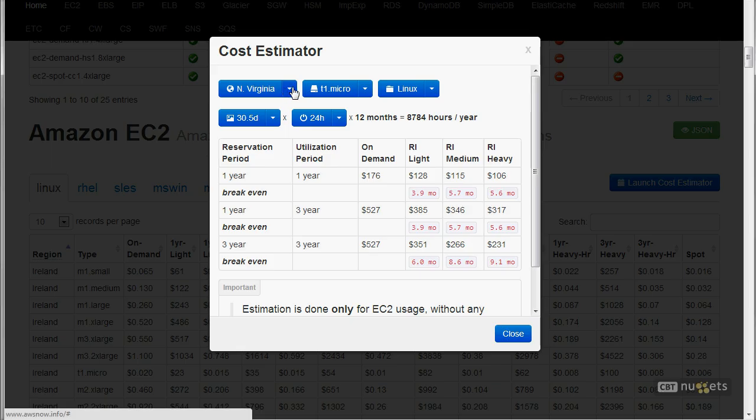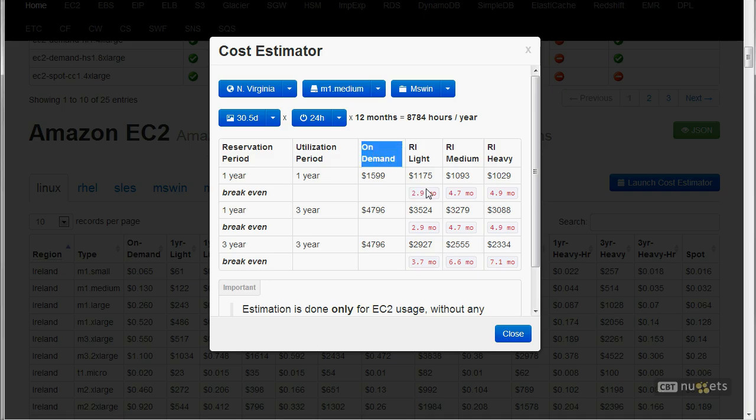They say, based on the region, what kind of instance are you trying to run? What's your operating system? And you can say, okay, if I run this instance for 30.5 days a month and run it 24 hours a day or this many a year, then on demand it's going to cost me $15.99 a year. If I did a reserved instance, light utilization, it's only going to cost me $11.75 a year. I'll actually break even at 2.9 months into that. So you can think, okay, if I'm going to be running this longer than that, I really want to consider a reserved instance rather than using on-demand pricing.